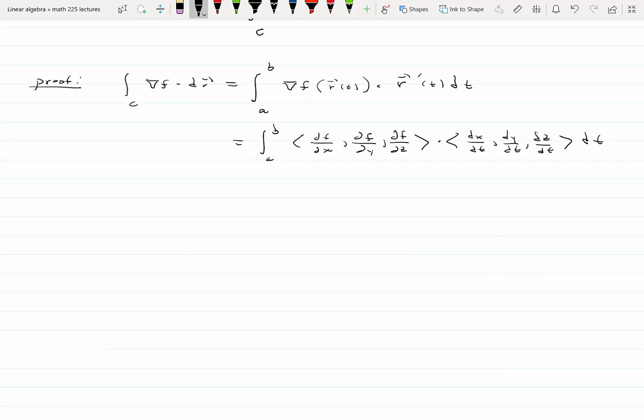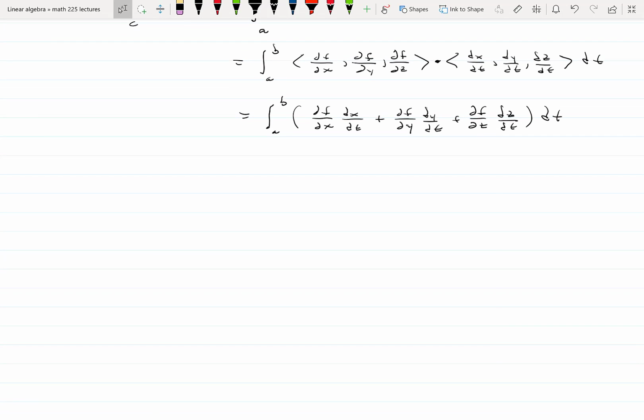Let's perform this dot product. This becomes the integral from a to b of the partial of f with respect to x times dx/dt. Remember, the dot product is a scalar product, so it turns two vectors into a scalar. The net result is a scalar. So plus the partial of f with respect to y, dy/dt, plus the partial of f with respect to z, dz/dt. Integrate that with respect to t.